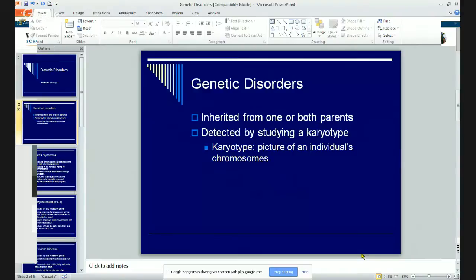And so it's from this karyotype that geneticists and scientists are able to study and identify some of these particular conditions. All a karyotype is, is a picture of an individual's chromosomes, all 46 of them, and in some cases 47, depending on what condition you might have.